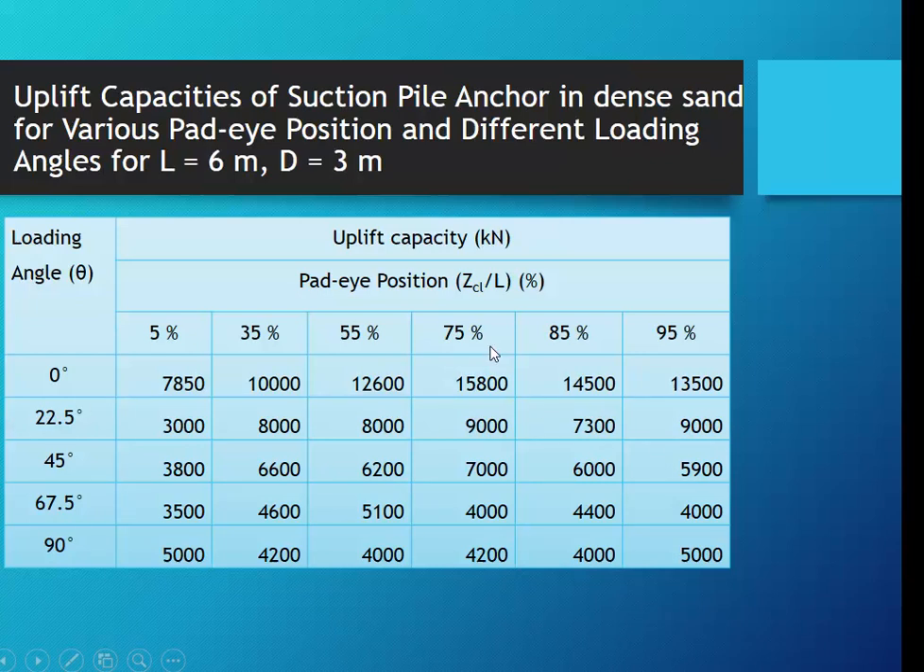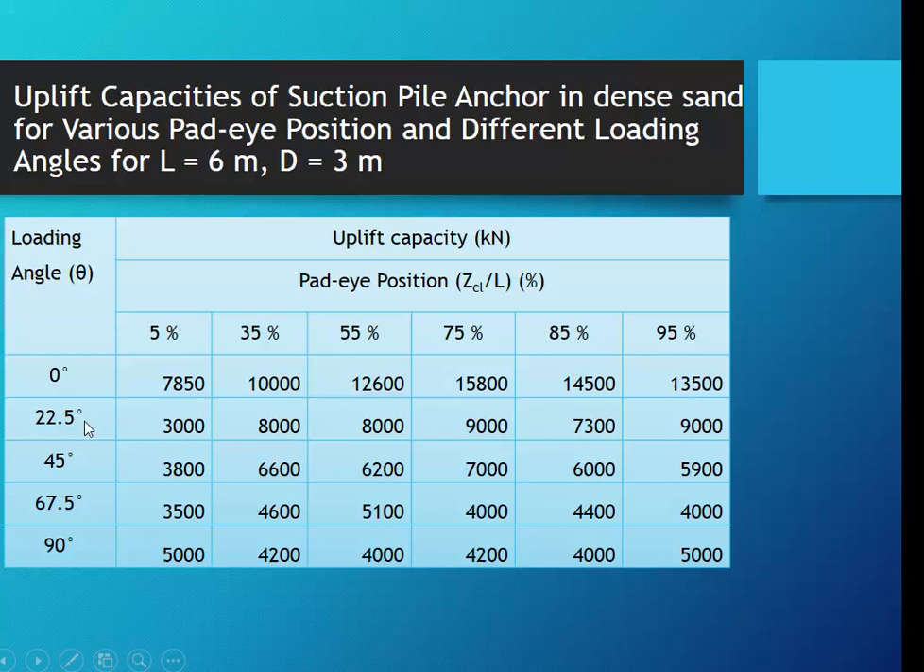So in this table, we can see the 75% mooring position or pad eye position gives the maximum uplift capacity as compared to the other pad eye positions, and the 0 degree gives the maximum capacity. That 0 degree means it is the catenary type of mooring system, in which the mooring lines are laying on the seabed.